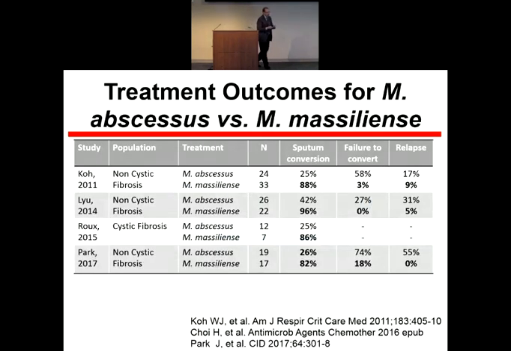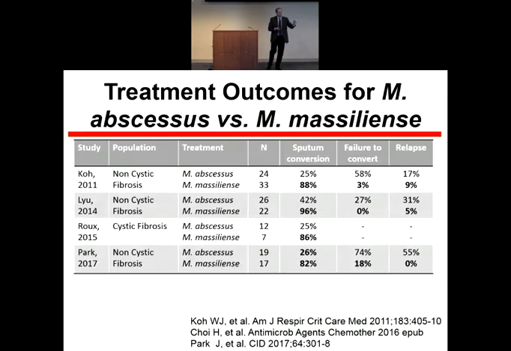Here's the data. 4 studies, 1 from our group in Samsung. What they did in all 4 of these studies is they speciated it. So they didn't just call it abscessus. They said it's abscessus subspecies abscessus, or it's abscessus subspecies Massiliense. Now, I'll apologize, the numbers are very small, for all these studies. But look at the difference in clinical outcome. If you look at sputum conversion in Dr. Koh's study, 88% converted their cultures if they had Massiliense, 25% if they had abscessus, and it's almost exactly the same all the way down across different settings that we're seeing.